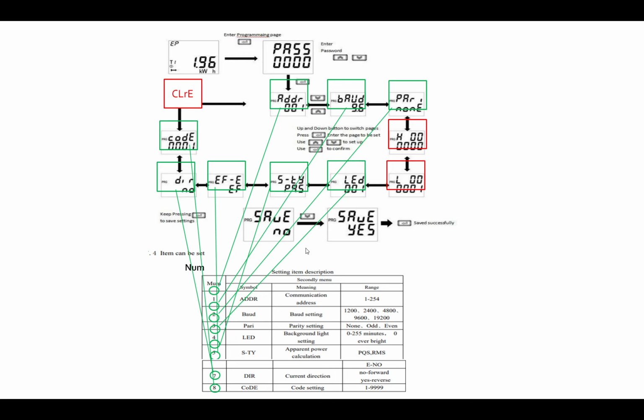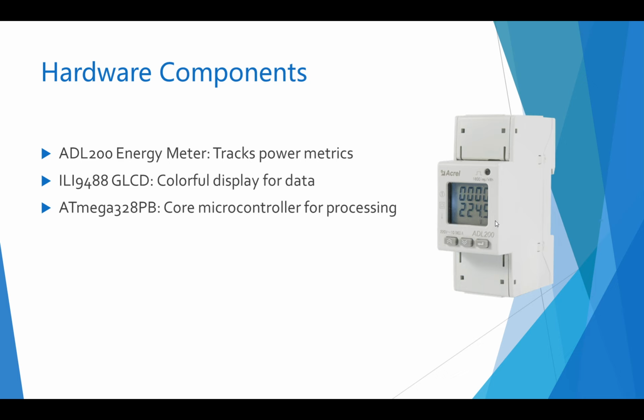So I've just shown you an ADL200. You've got a user interface, and you can look through some of the parameters, and it's not all documented. I documented it because I was working on this project. It's not well documented, but you know what? It works quite well. So the hardware component is the ADL200 energy meter. It tracks power metrics. You saw I'm going to put it on a GLCD, and we're going to use a core microcontroller for the processing, and it's going to pull the data out and display it for us.